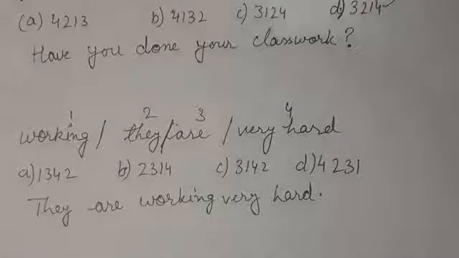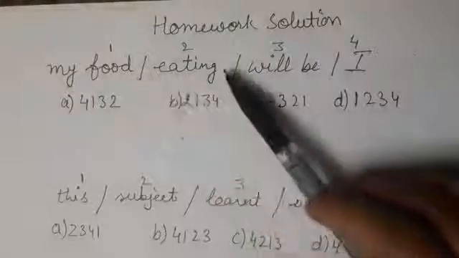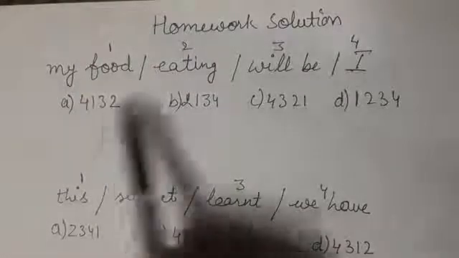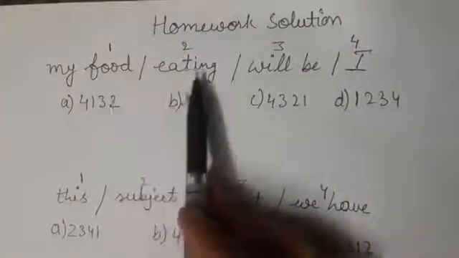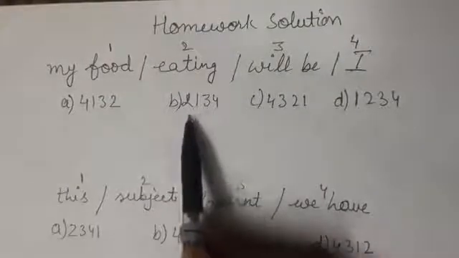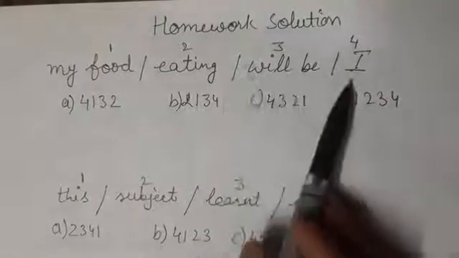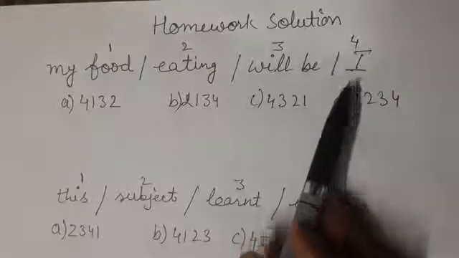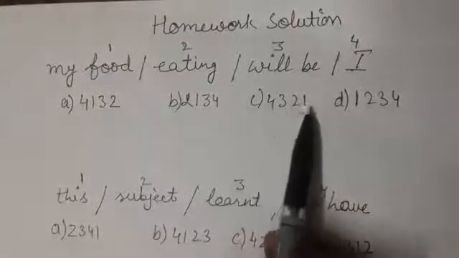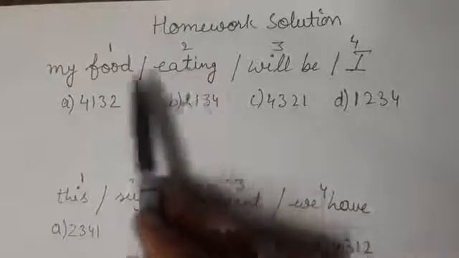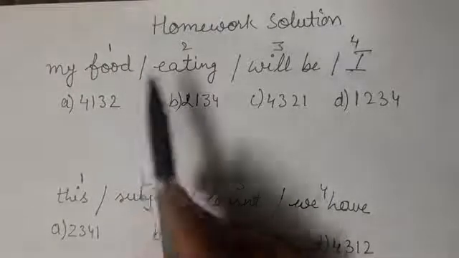Now we will discuss the homework solution of the previous lecture. Homework solution: my, food, eating, will be, I. Let's check the options. 4, 1, 3, 2: I, my food will be eating. It can't be a sentence. 2, 1, 3, 4: eating my food will be I. This is not a sentence. Now let's check the third one, 4, 3, 2, 1: I will be eating my food. This is our sentence, and this option is correct.